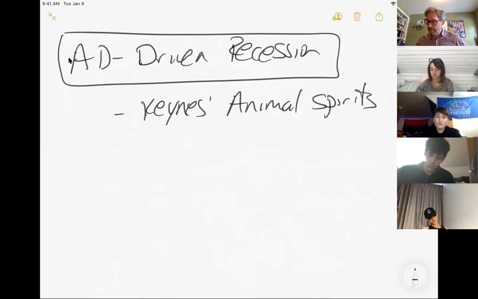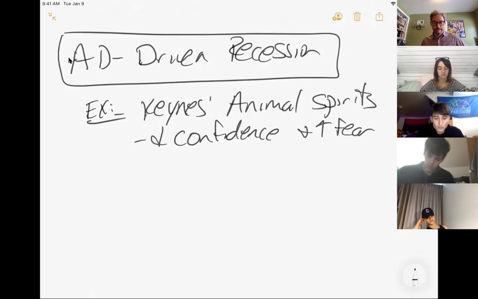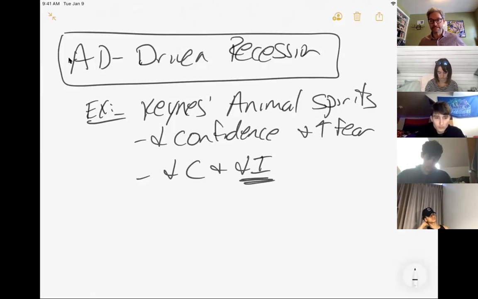You know, one example here would just be a Keynesian animal spirits recession. In other words, there's a reduction in confidence and an increase in fear. People begin to worry about the future. What's going to happen? Are we going into a recession? What happens when people get scared? They tend to stop spending, and firms stop investing. And of these, the one that's the most important is investment.